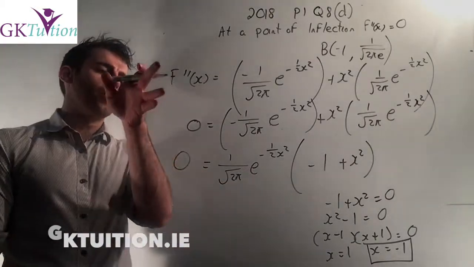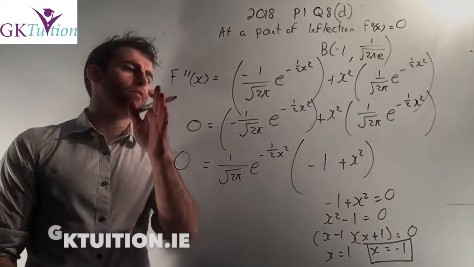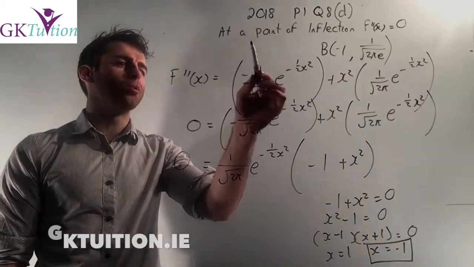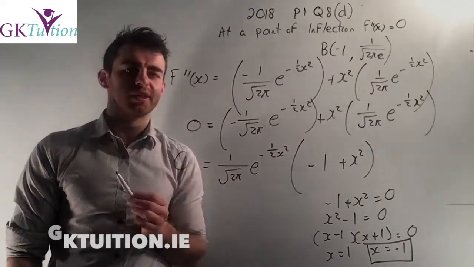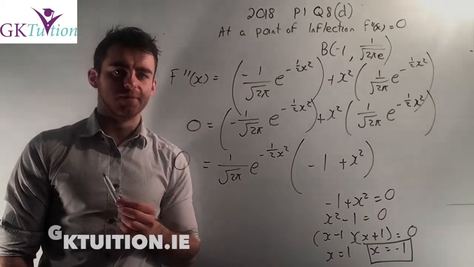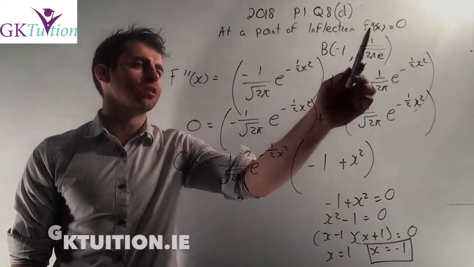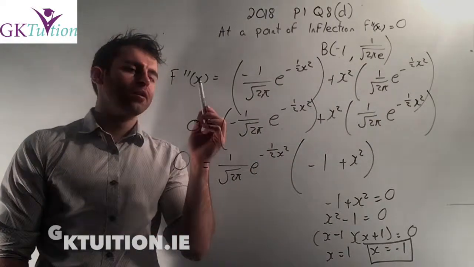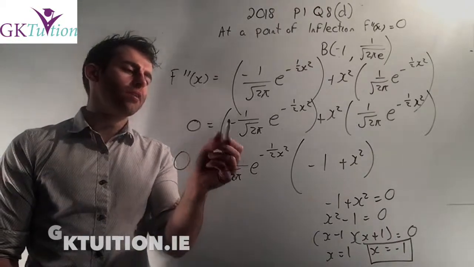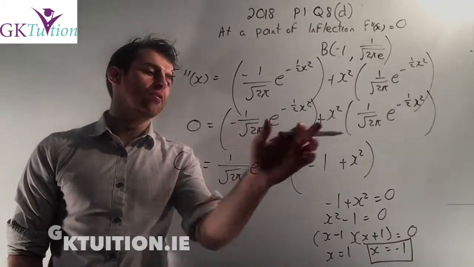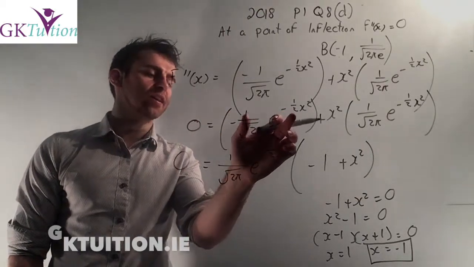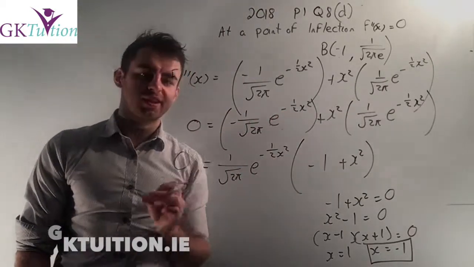Okay, so previously we've simplified our second derivative as much as possible on this line. And remember, the whole point of this question is to prove that there's a point of inflection at the coordinates of B. The coordinates of B are minus 1, 1 over root 2 pi e. And to find a point of inflection, you let your second derivative equal to 0. So in this case, I just get my second derivative and I let it equal to 0. And on this line, you should recognize that you have a common term, that 1 over root 2 pi e to the minus a half x squared is in the first term, and it's also in the second term.